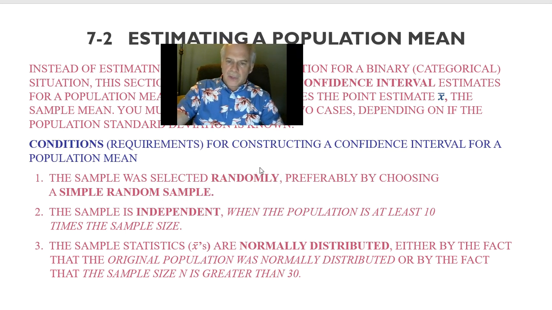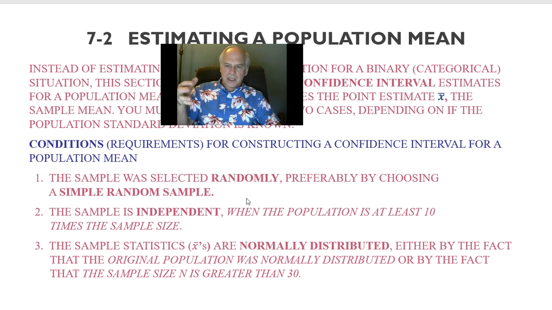So the conditions for constructing a confidence interval for a mean in a quantitative situation are, the first two are pretty close to the ones we talked about with proportions. The sample has to be randomly selected, preferably a simple random sample, and then the sample has to be independent. Now that means that your population has to be at least 10 times your sample size.